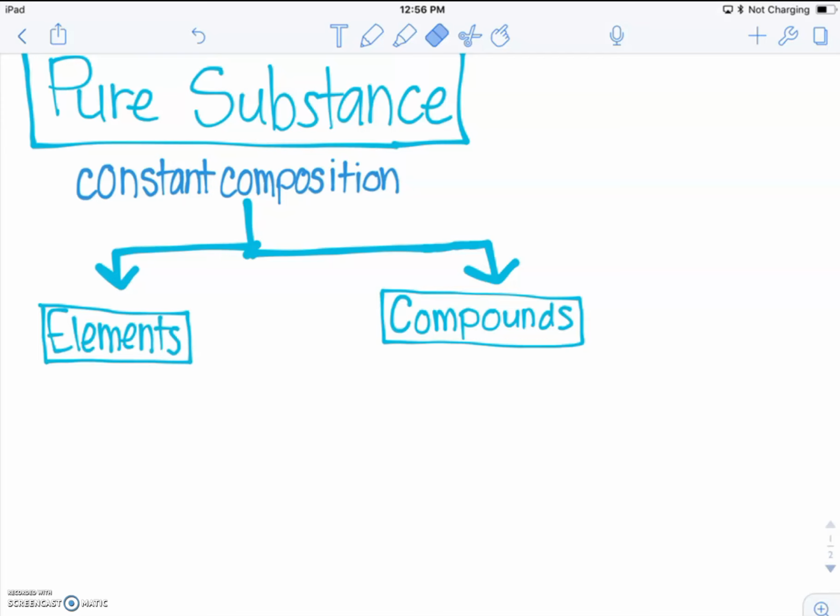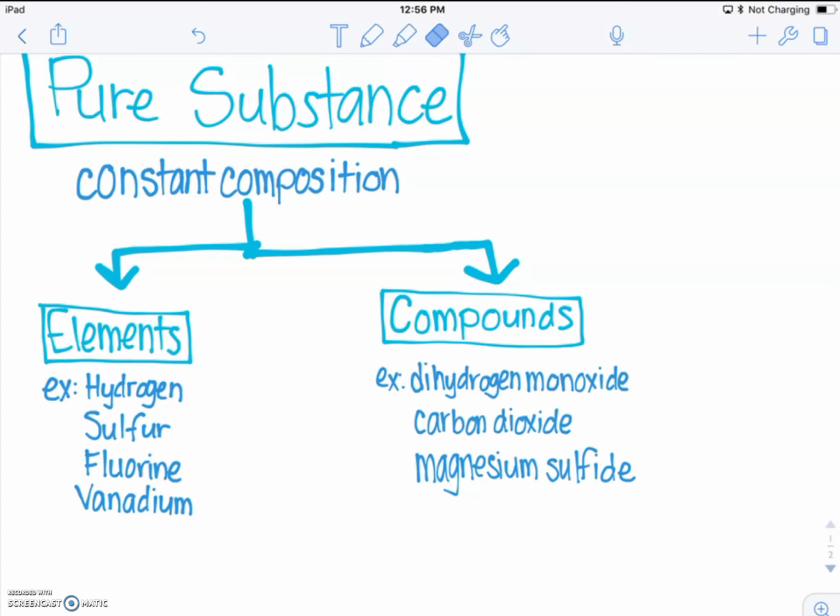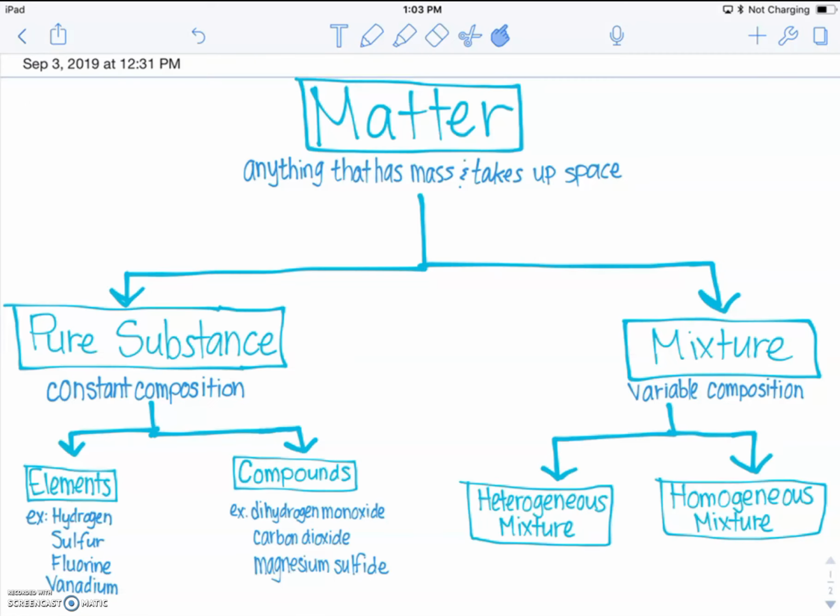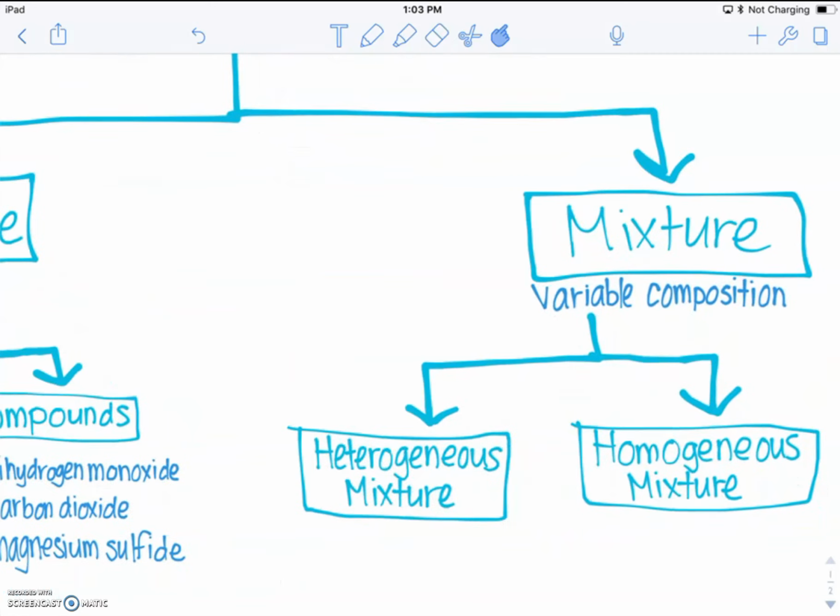Now, hopefully it's a little bit clear what an element is. Here are some examples. So it's just looking up at the periodic table, seeing one of the elements and saying, yep, that's a pure substance because it's by itself, it's a constant composition. And compounds, on the other hand, are two or more elements combined in a chemical manner. And they are still a constant composition throughout, but it involves just a few more of these singular elements bonded together.